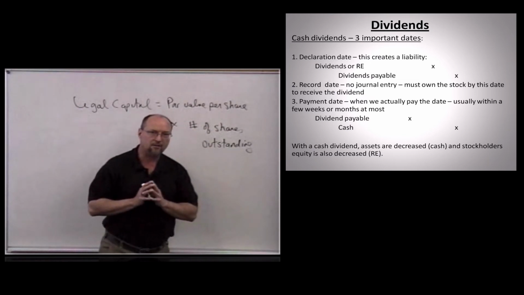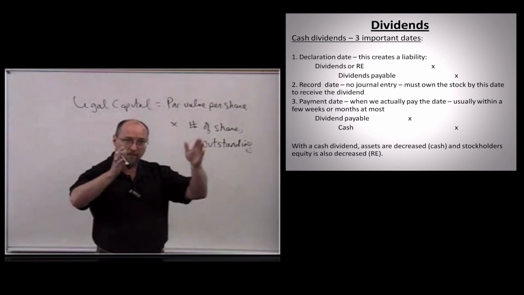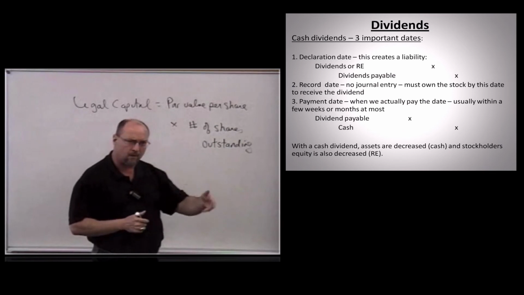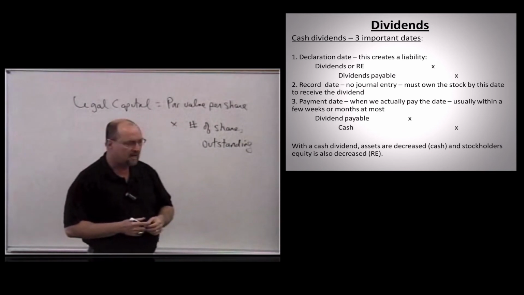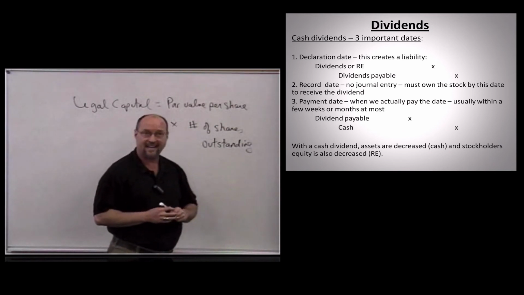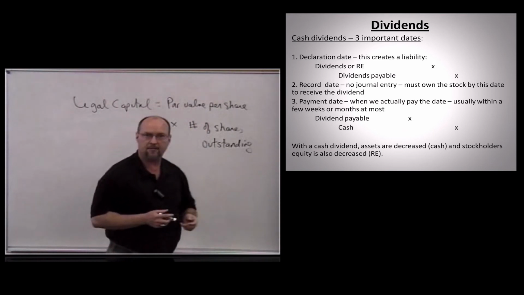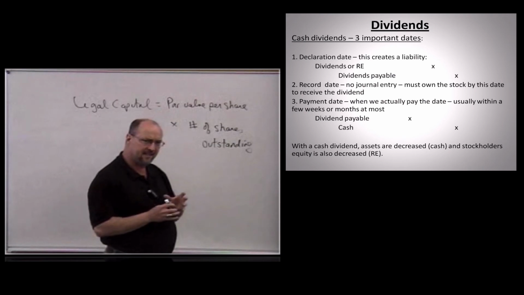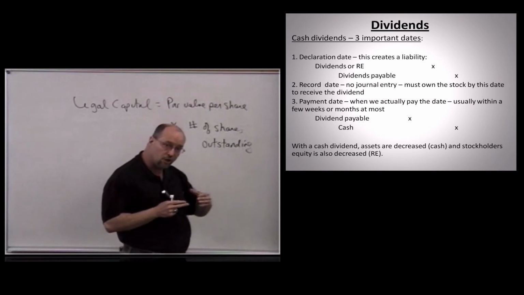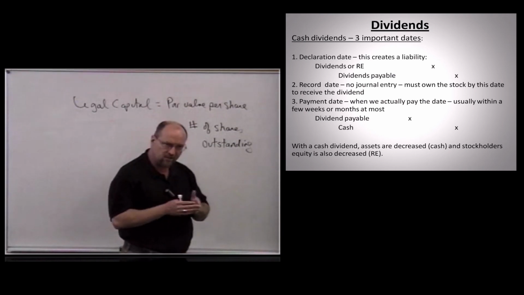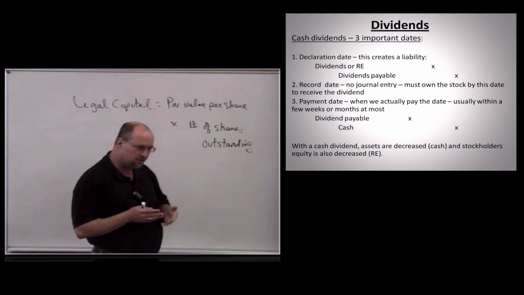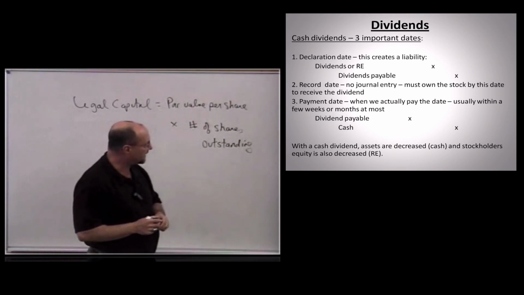So on the declaration date, the day that we announce publicly that we're going to pay a dividend, we'll pay it within a few weeks or a couple of months at most, that creates a liability that we have to record. Debit dividends, or we may just debit retained earnings. And remember, the dividend account is a temporary account. It gets closed out to retained earnings. So it eventually ends up in retained earnings. So in some textbooks, they simply debit retained earnings.